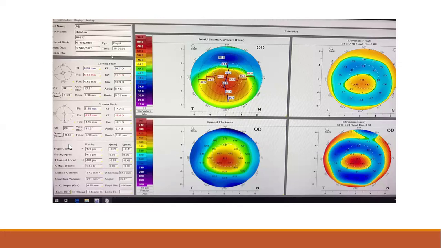Okay. So any contraindication before you go for CXL in this young boy? Any conditions you want to rule out? One you said that you're seeing on Pentacam. Any other thing you want to find out in history to see if there is any kind of contraindication? Two more things.